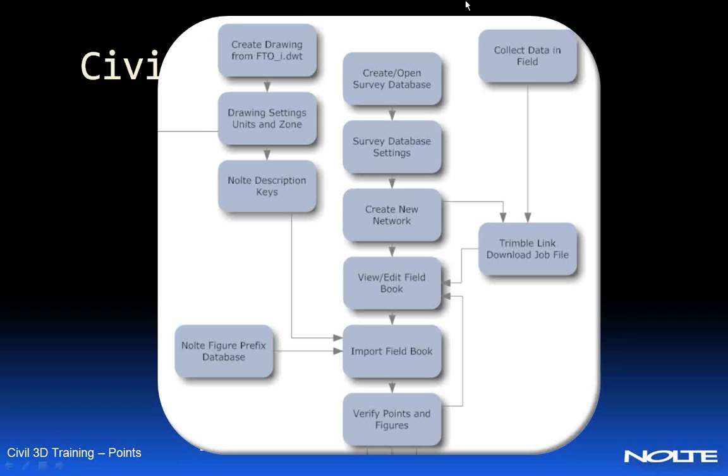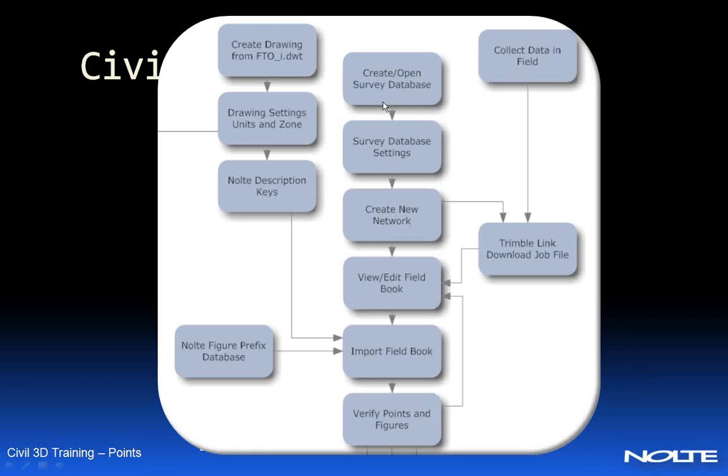We'll take a brief look at our units and settings, and then we'll also look at the description keys just briefly because we covered that in the session I did earlier this month. Also, to set up before we bring in our field book, we will touch just briefly on the figure prefix database, which is very similar to what we had in Land Desktop for bringing in figures. It controls what layer they are drawn on, but we'll see that there is some additional functionality in Civil 3D with that.